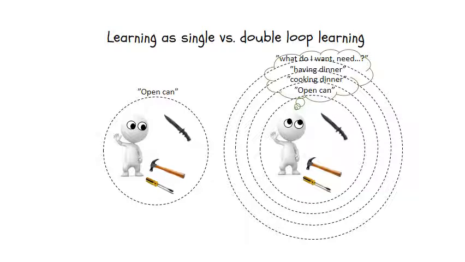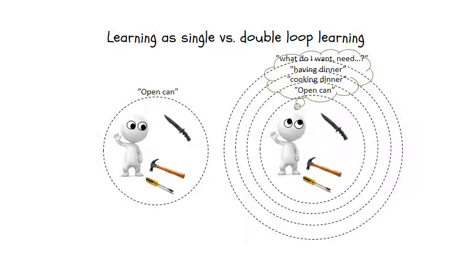If we start with learning, that can also be in two fundamentally different forms, sometimes called single versus double loop learning. In single loop learning, we focus on the details of the situation or the problem solving of a certain problem setting. For example, open the can. Then we still have to solve the problem whether we're going to use a knife or a hammer and a screwdriver or something else. In double loop learning, we also question the assumptions of how we understand the situation.